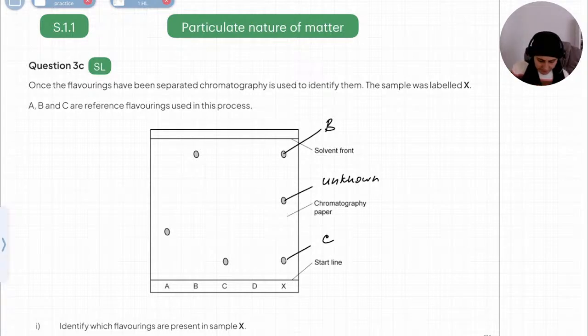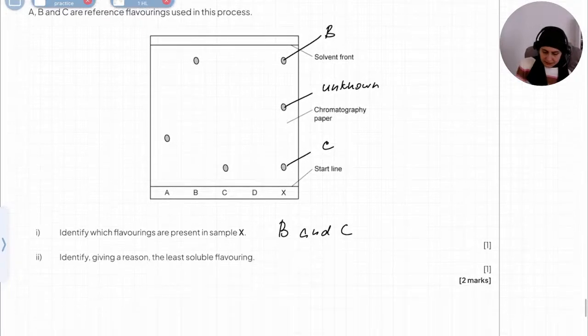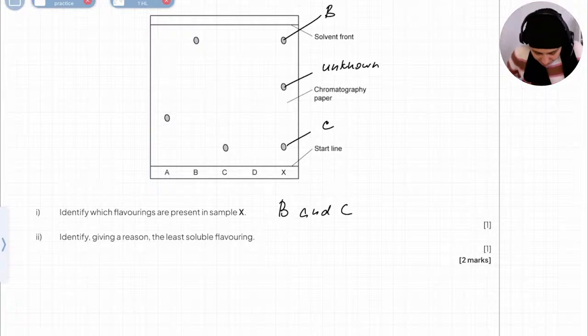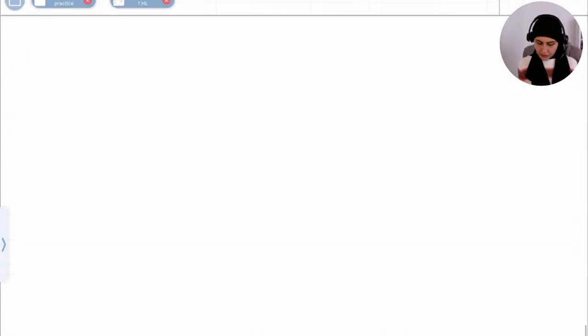So okay, let's see. Identify which flavorings are present in sample X. Well, we said it's B and C, right? But not A, because there is no spot at the level of A. And identify, giving a reason, the least soluble flavoring, for 1 mark. So the least soluble would be the one that traveled the least, right? So to the lowest height. So it's substance C, which means that it wasn't dissolved and it was stuck to the paper. So substance C. Yay. Okay.